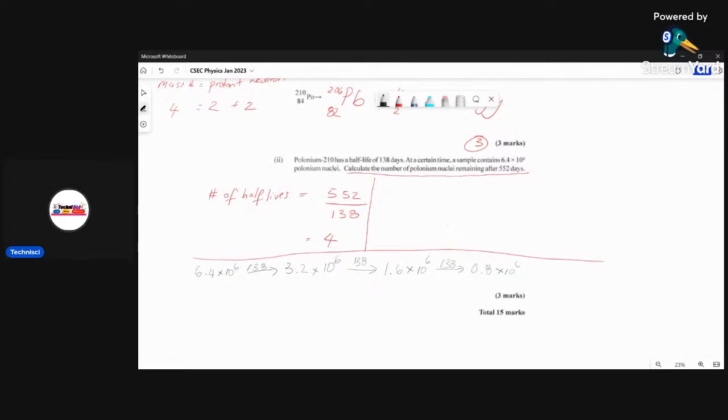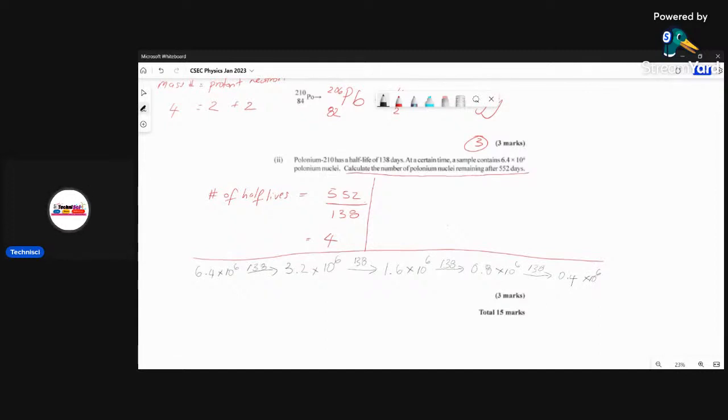Awesome, awesome. SK, so you're catching up. Another half-life, which is our final half-life. 1, 2, 3, 4. So after the 4th half-life, we have 0.4 times 10 to the 6.